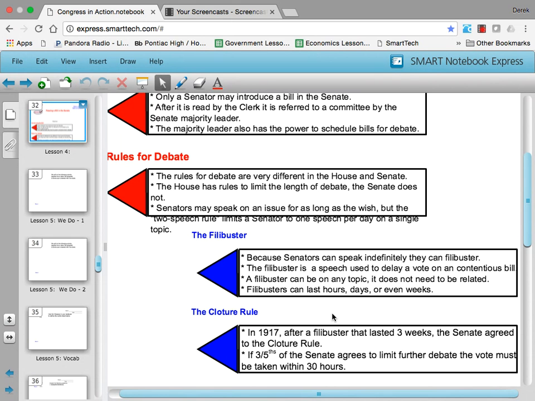And this says that if 3/5 of the Senate agrees to limit further debate, the vote must be taken within 30 hours. So if there are 60 Republicans or 60 Democrats, they can limit the ability of the minority party to actually have a filibuster. Right now, that's not the case. There is a Republican majority in the Senate, but it is not a large enough majority to eliminate the potential for a filibuster.